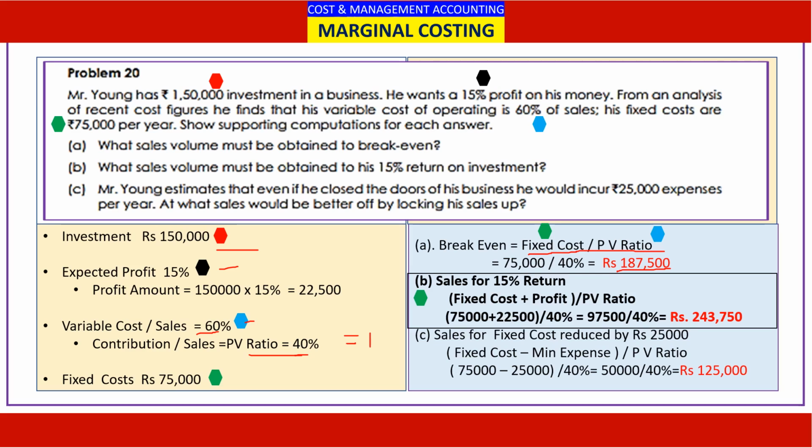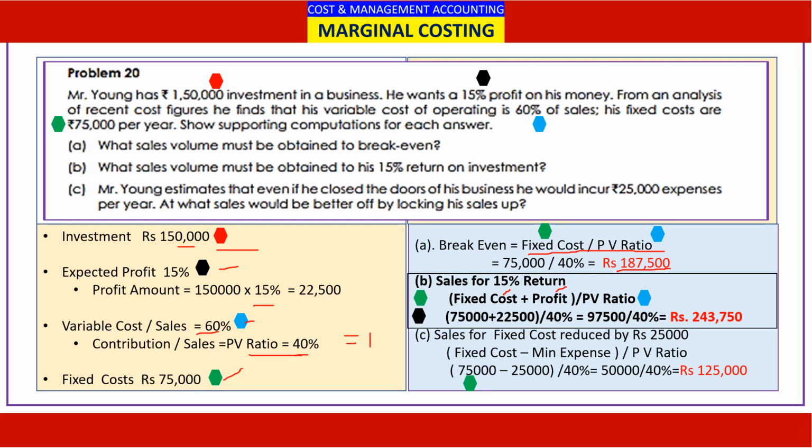Second question, what sales volume must be obtained to get his 15% return on investment? Now, the sales has to get us two things. Contribution has to cover fixed cost and profit. What is the fixed cost? Fixed cost is 75,000, as we have seen. Profit is 15% of investment. Investment is 1,50,000. 15% of it is 22,500.